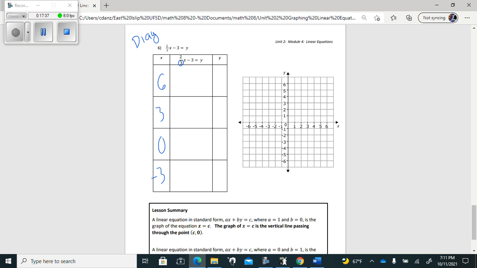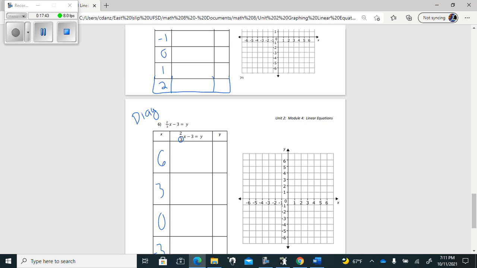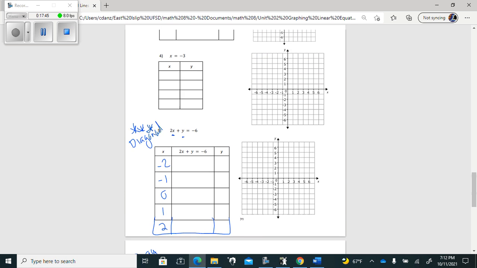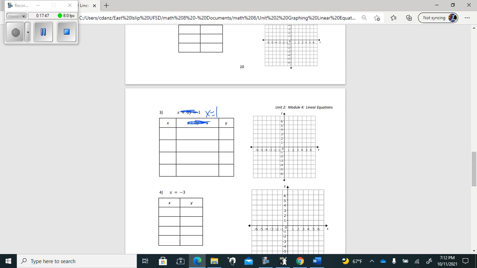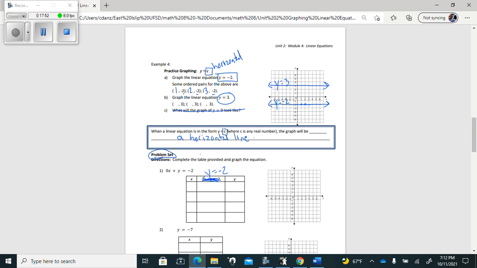So if there's an x and a y in your equation, it will be diagonal. If there's just an x in your equation, it will be vertical. If there's just a y in your equation, it will be horizontal.